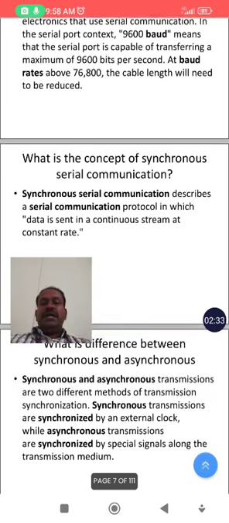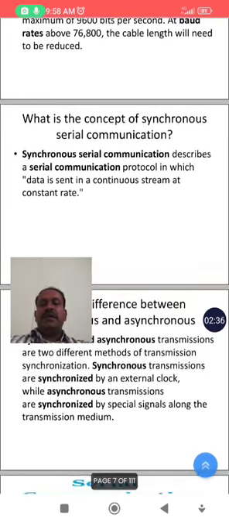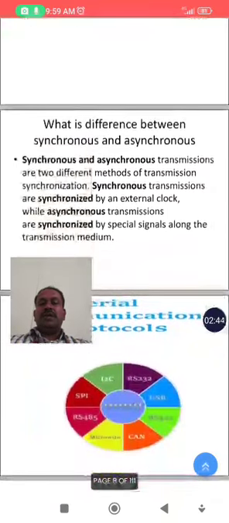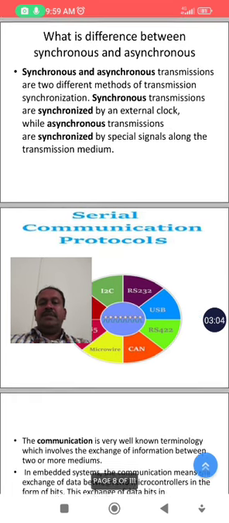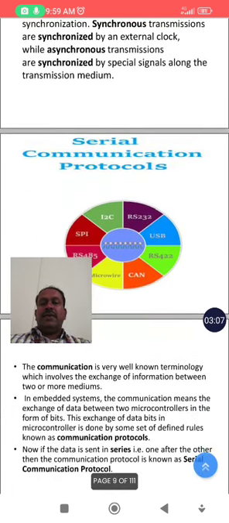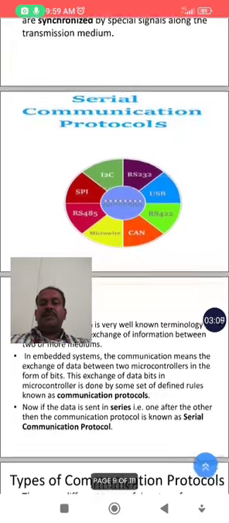What is the concept of synchronous serial communication? Synchronous serial communication describes a serial communication protocol in which the data is sent in a continuous stream at a constant rate. What is the difference between synchronous and asynchronous communication? Synchronous and asynchronous transmission are two different methods of synchronization. Synchronous transmission is synchronized by an external clock, while asynchronous transmission is synchronized by special signals along the transmission medium.